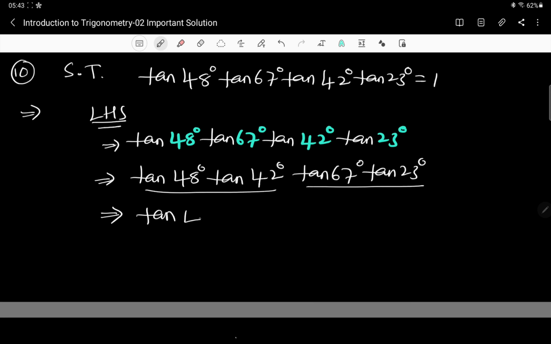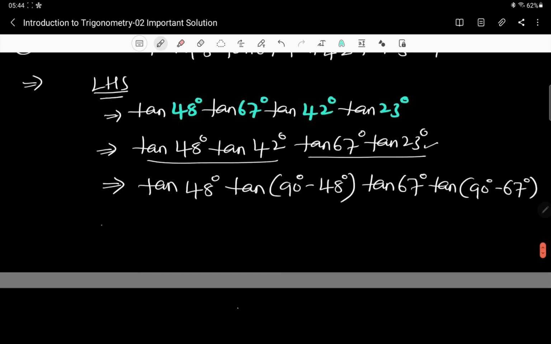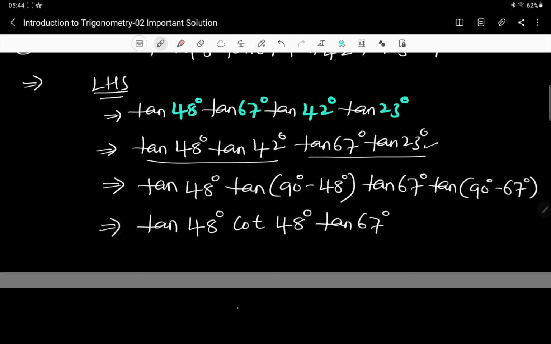In the first line it becomes tan 48 degree into tan 42 degree, which means tan of 90 degree minus 48 degree. Correct? 90 minus 48 is 42 degree. And here also I am going to write tan 67 degree into tan of 90 degree minus 67 degree, because this 23 can be written as 90 minus 67. They are complementary. So I'm going to write tan 48 degree into tan of 90 minus theta, which is cot theta. So I get cot 48 degree. And again tan 67 degree is there, and tan of 90 minus 67 is cot 67 degree.